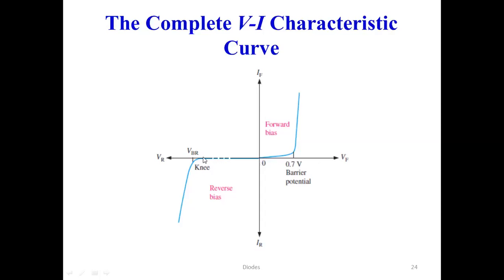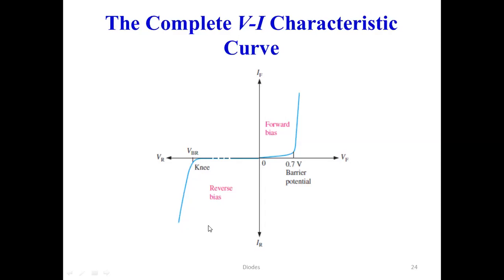But whenever this reverse voltage reaches the breakdown level, what will happen? The reverse breakdown will take place. The avalanche breakdown of a diode will take place, and because of that avalanche breakdown, your reverse current will increase suddenly. There will be a sudden increase in the reverse current.